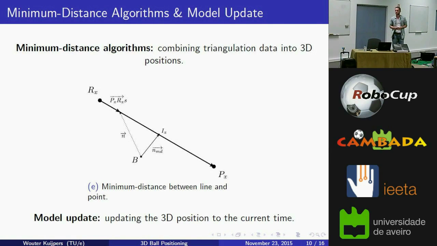We can also say the actual ball will be somewhere in the middle, for example. Then, aside from the Kalman filter, the data buffer, and these minimum distance algorithms, there's also a model update. This is not very interesting. It just iterates the model the amount of time it needs to bring the ball position, which is actually in the past, to the current moment in time. And that's the one communicated to the rest of the system.